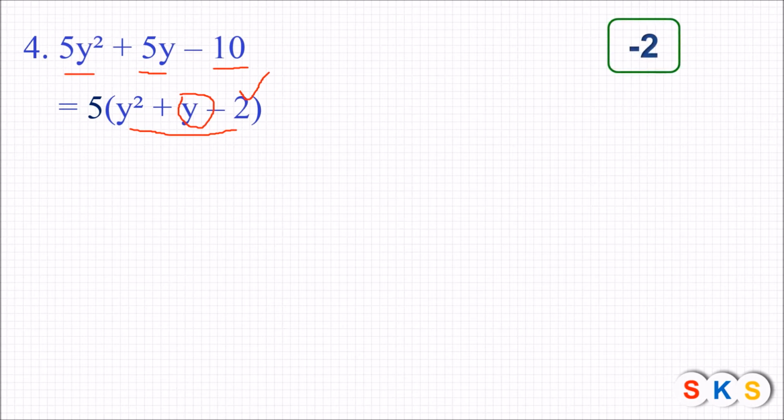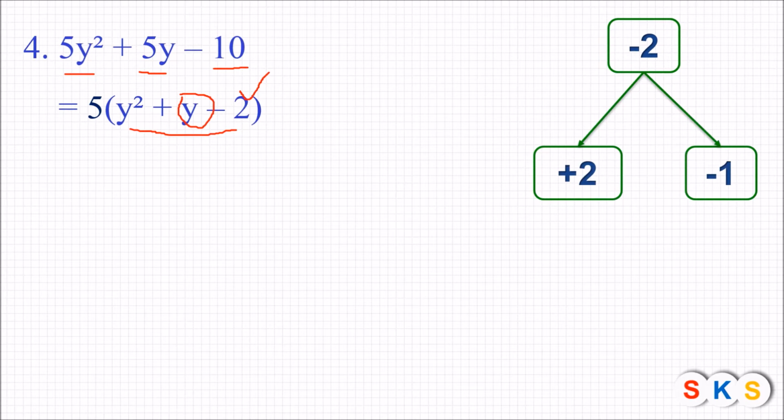So let's see here. The numbers are plus 2 and minus 1, right? Plus 2 into minus 1 is minus 2, and plus 2 if you add with minus 1, you will get plus 1. So we are going to split the middle term. You can see that here I have split the middle term. What was the middle term over here? Plus y, which I can write as 2y minus y.